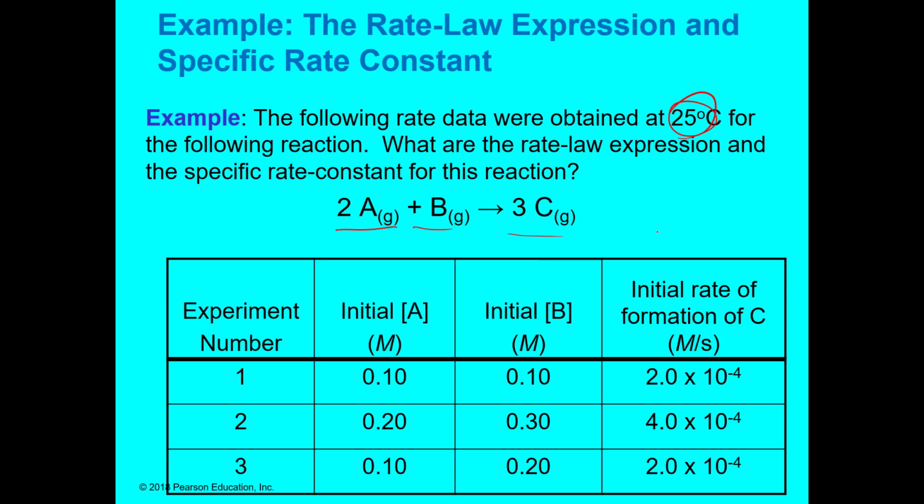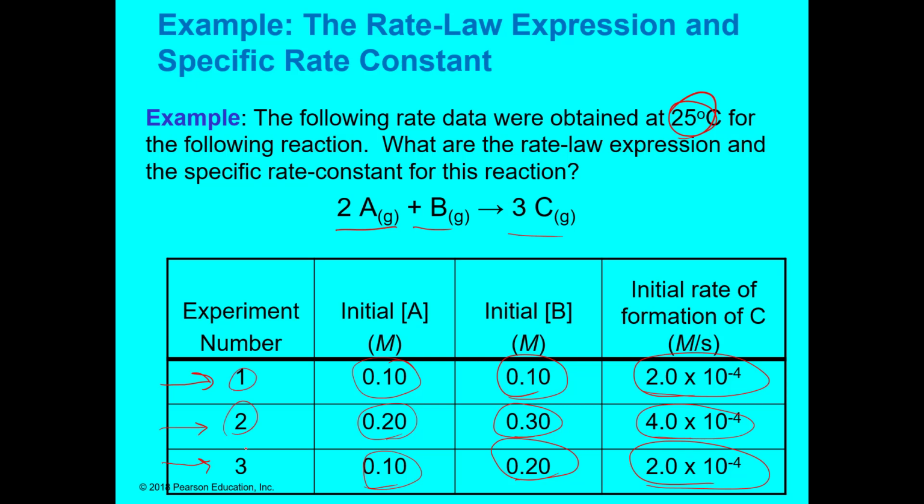And so we have 3 separate experiments that we ran in the laboratory where we had a 0.1 molar concentration of A and a 0.1 molar concentration of B, and the rate was 2 times 10 to the minus 4. In the second experiment, I increased A to 0.2, I increased B to 0.3, and my rate doubled. And in the third experiment, my molarity of A was again back to 0.1, my molarity of B is 0.2, and my rate is 2 times 10 to the minus 4.